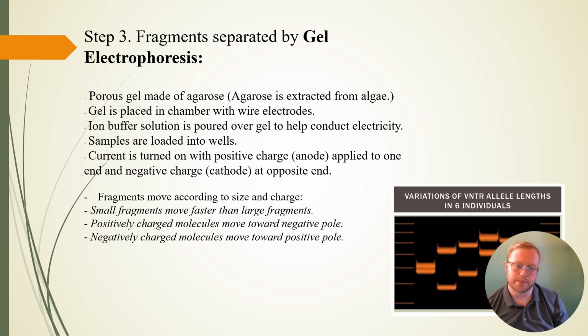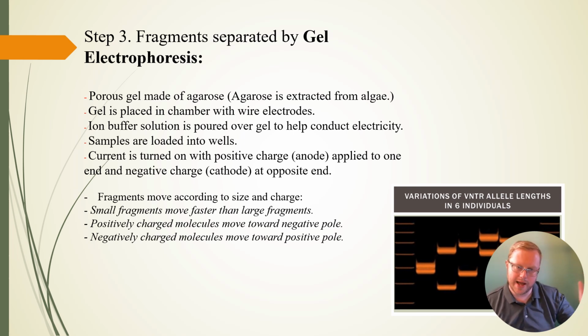So the fragments are separated by gel electrophoresis. What we do is we make a little agarose gel, and we put the samples of DNA in there. They're stained, and then this is passed through a gel. And the gel kind of looks like a Jello cup, like your mom might have given you when you were a kid.